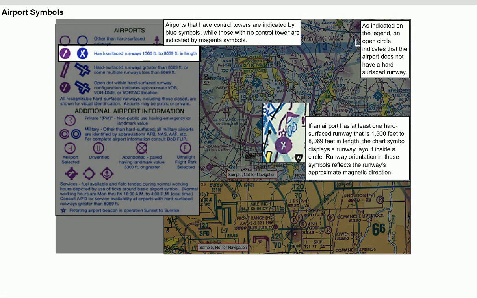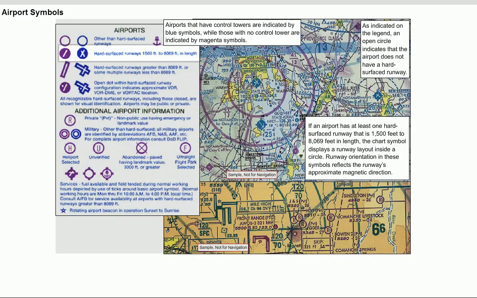If an airport has at least one hard-surface runway that is 1,500 feet to 8,069 feet in length, the chart symbol displays a runway layout inside a circle. Runway orientation in these symbols reflects the runway's approximate magnetic direction.